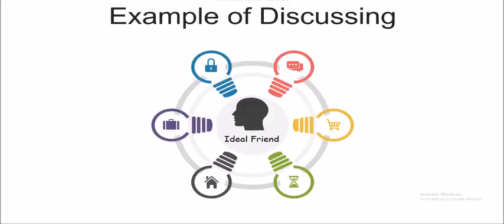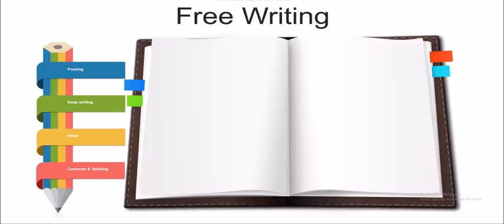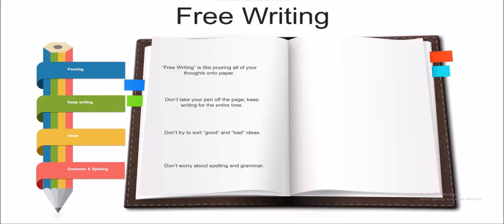Here is an example about discussing, again with ideal friend as the topic. These are the 6 ideas that we can get from our groups, from our partners. Third, free writing. In free writing, we put all our thoughts onto paper. We write everything, all the ideas that come to our mind. We don't sort them as good or bad, but we make sentences here.